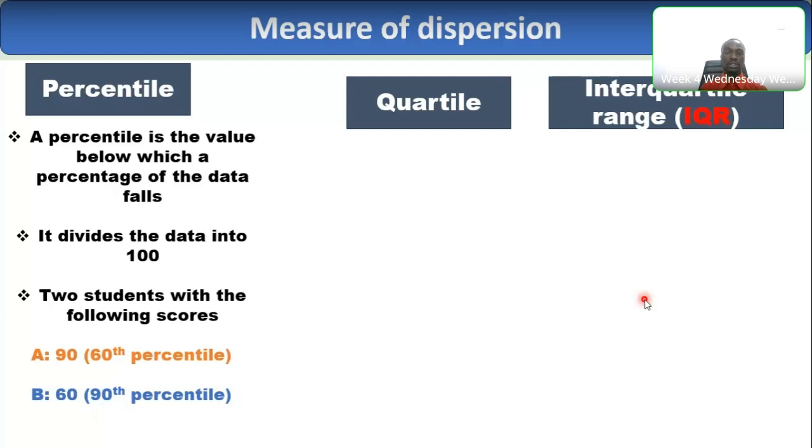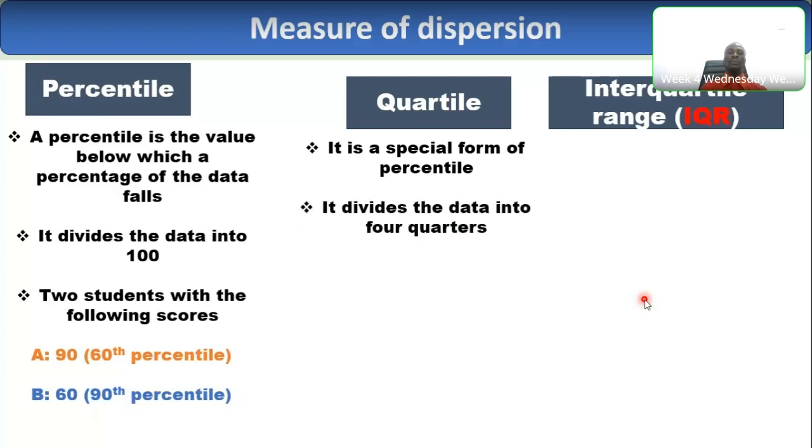Let's look at quartile. Quartile is a special form of percentile. You know that percentile divides everything into 100, isn't it? Quartile, like the word quarter, just divides everything into 4. So we say there are 3 quartiles. We have Q1, which is quartile 1, the value that 25% of other values lie below.